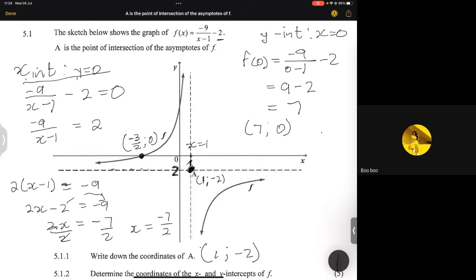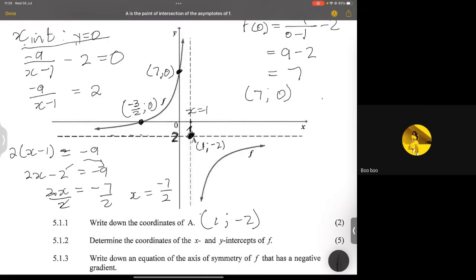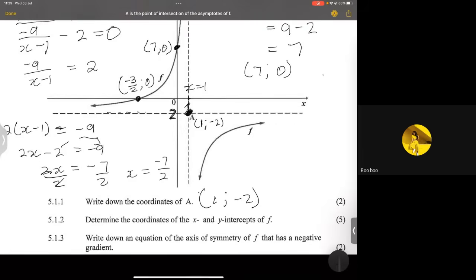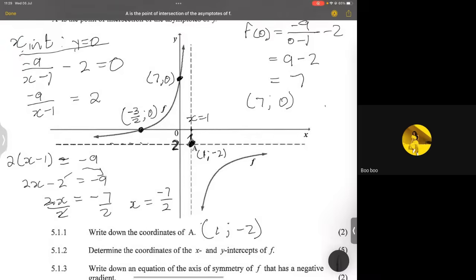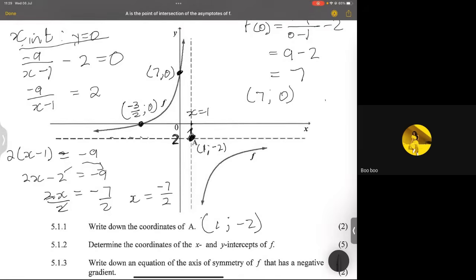And it should make sense. Right, when you look at it, this should be a positive y value. So this should be 0 and 7. Okay. Right, are we good, ladies? Yes, sir. Okay. Right. Now, they say to you, write down the equation of the axis of symmetry that has a negative gradient.